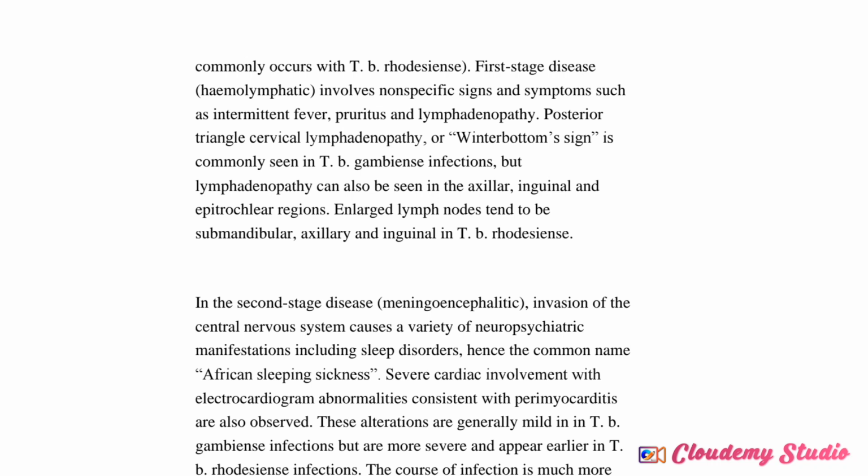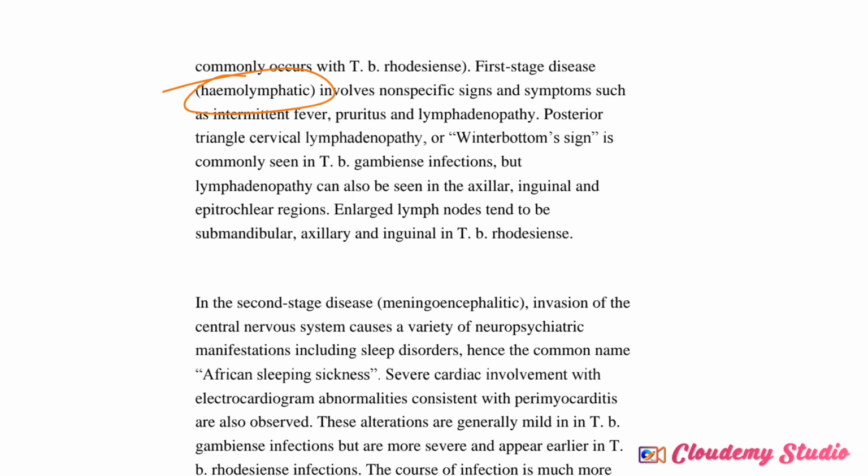The first stage of this disease is known as hemolymphatic. When you hear the word hemo, it means blood. So hemolymphatic involves non-specific signs and symptoms such as intermittent fever. When you hear the word intermittent, it means irregular fever, pruritus, and lymphadenopathy. The posterior triangle cervical lymphadenopathy or Winterbottom sign is commonly seen in Trypanosoma brucei gambiense infection. But lymphadenopathy can be seen in axillary, inguinal, and epitrochlear regions. Enlarged lymph nodes are also a symptom, and tend to be submandibular, axillary, and inguinal in Trypanosoma brucei rhodesiense.